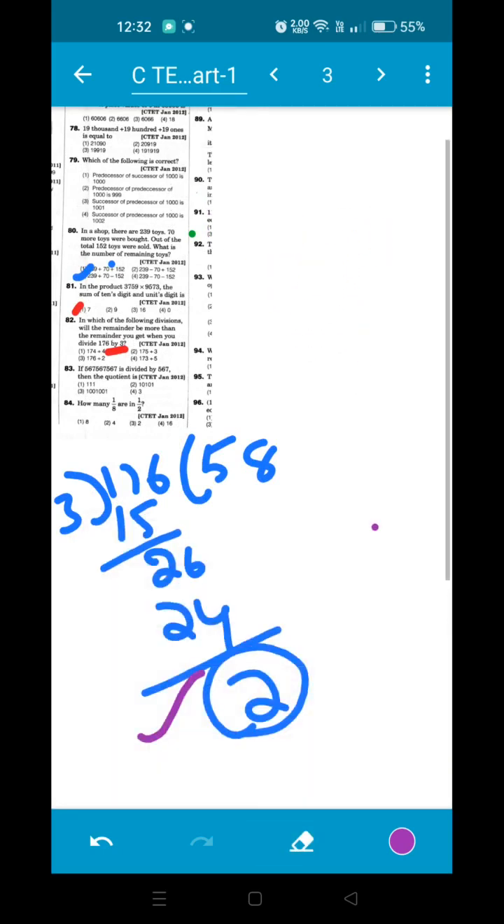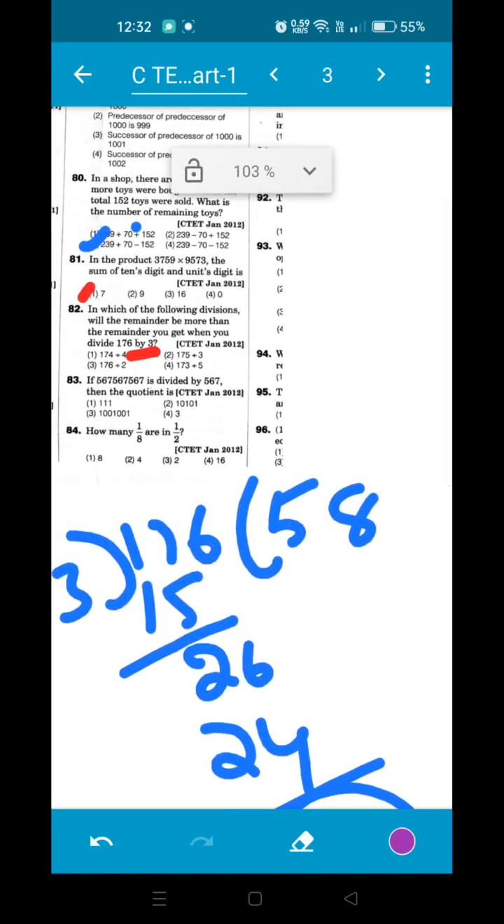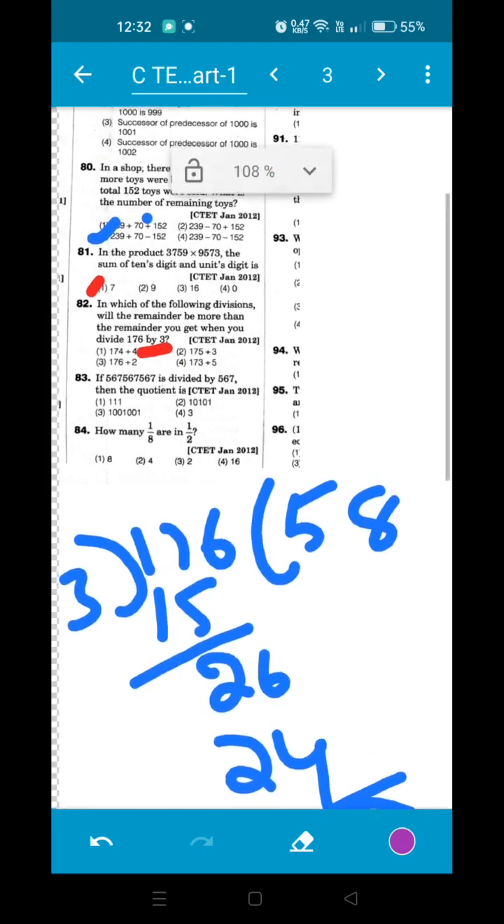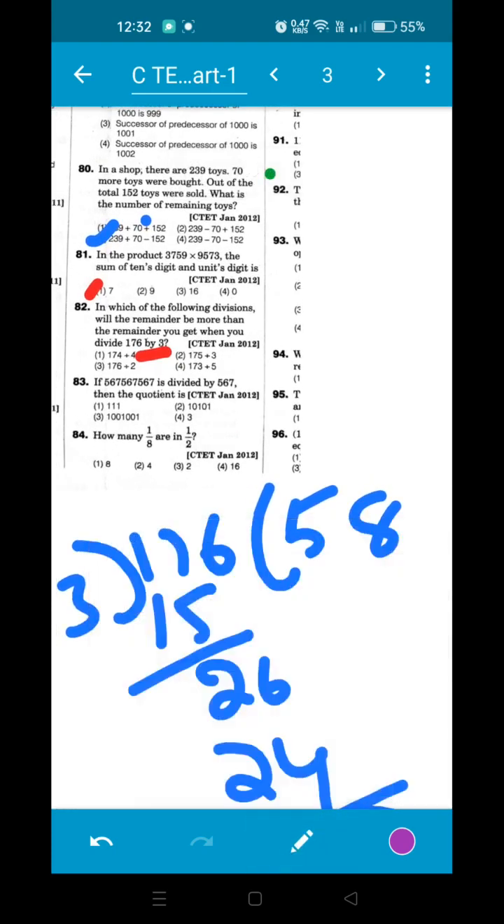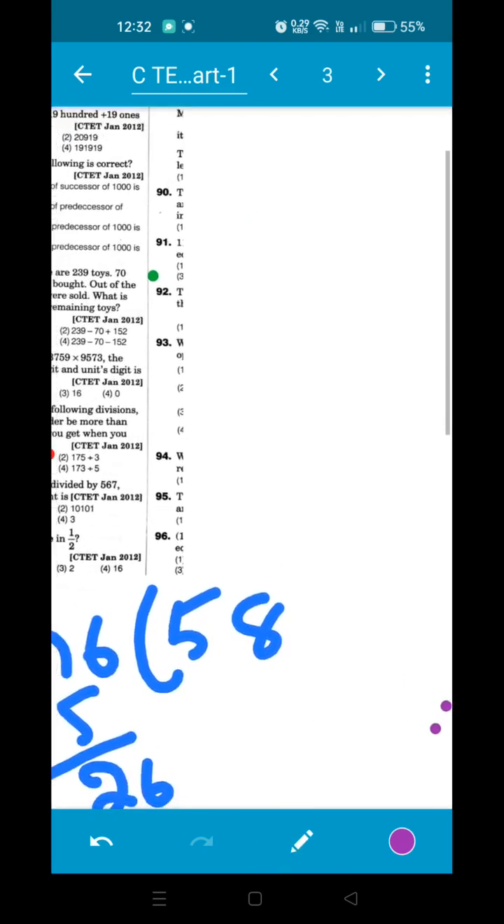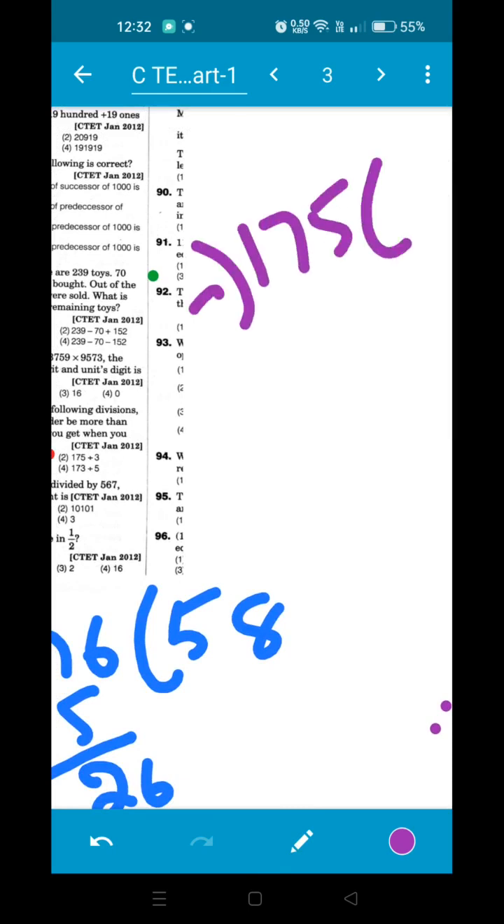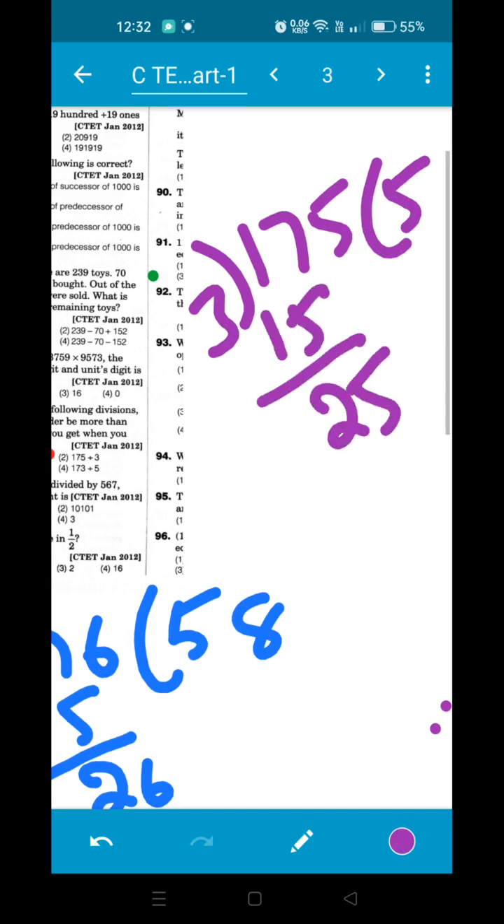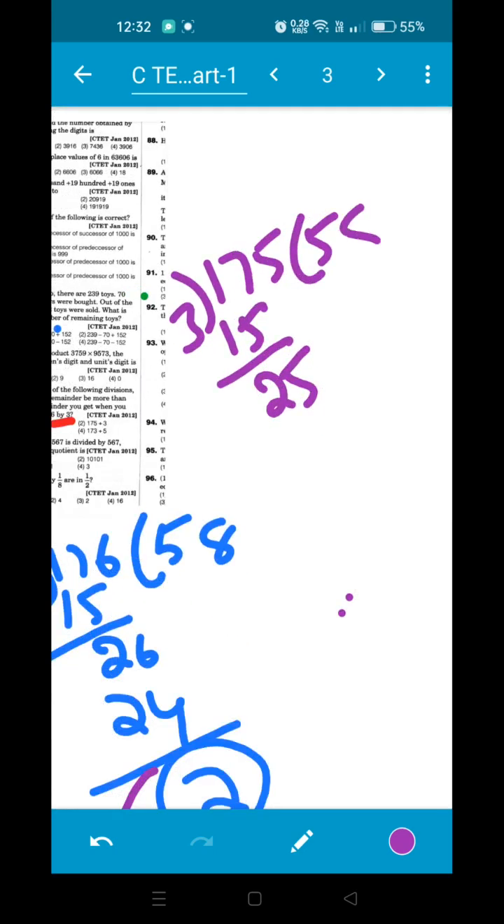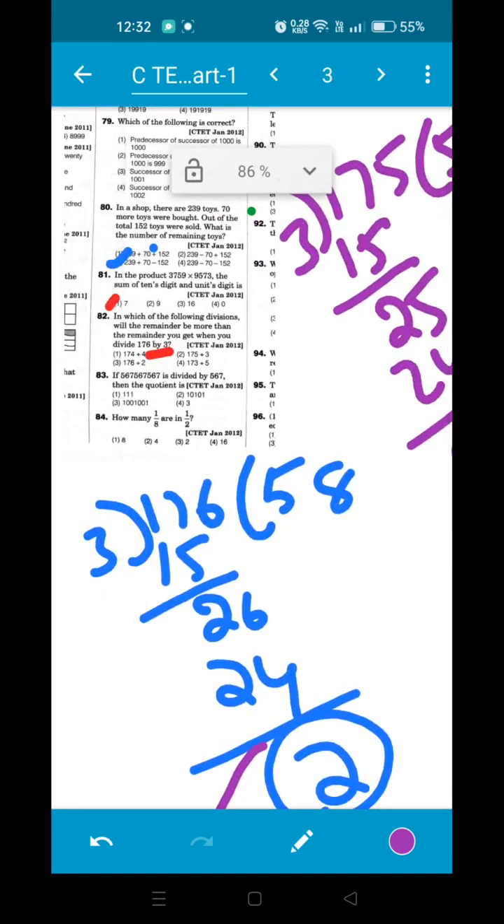So next division is what? 175 divided by 3. Is it divisible by 3? Let's verify once. 1 plus 7, 8. 8 plus 5, 13. It is not divisible by 3. So you can do division. 3 5s are 15. So 25. 3 8s are 24. So remainder is 1. So this is also not the one.